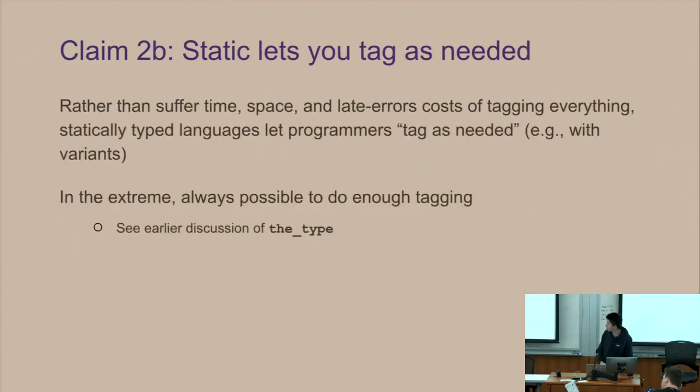However, we may argue that the static world lets you tag as needed. When you try to expand your functionalities, the only thing you need to do is define some variants. If you have a variant type, you can always just add more variants as you code, which is very convenient. It is always possible to do more tagging, right?